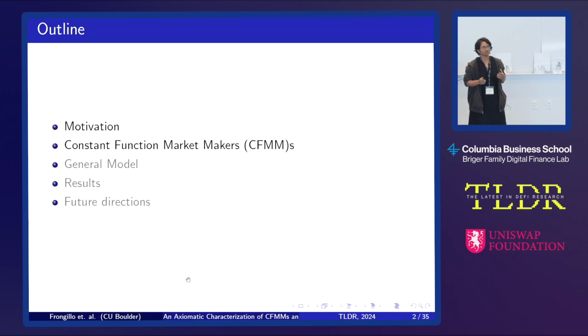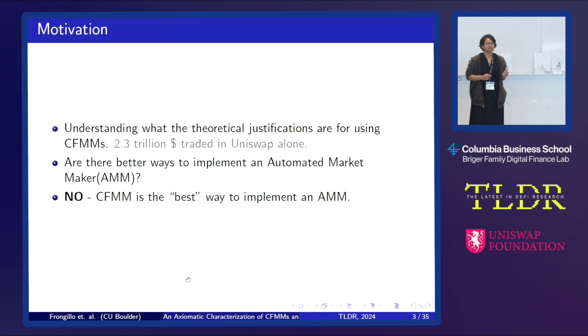First, I'm going to give a little bit of motivation and then talk about the general model and the results. We started out by asking, if so many trillions of dollars are being traded in just Uniswap alone, are there theoretical justifications for using constant function market makers instead of any other kind of AMMs? And are there better ways of implementing an automated market maker? So just as a heads up, the answer is no. We show that CFMM is the best way to implement an AMM in some sense. And I'm gonna walk you through the result.